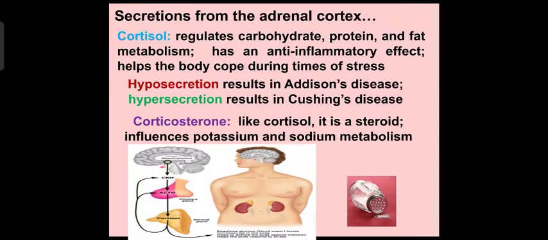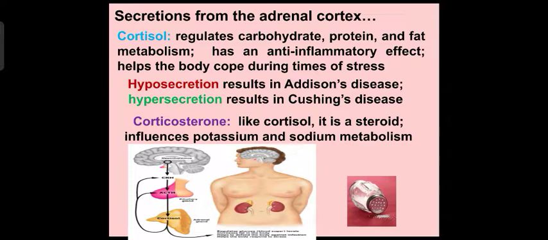Now, hormones of the adrenal cortex: they release mineralocorticoids, glucocorticoids and sex corticoids. First is glucocorticoid. Glucocorticoids or cortisols regulate carbohydrate, protein and fat metabolism, have an anti-inflammatory effect and help the body cope during times of stress.